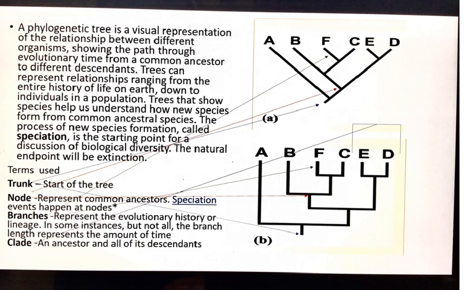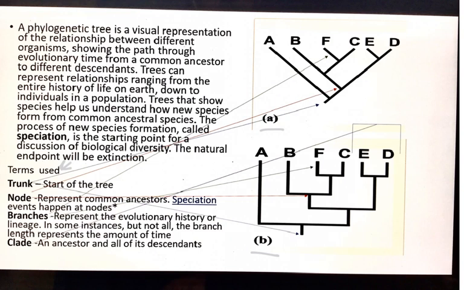A phylogenetic tree is a visual representation of the relationships between different organisms, showing the path through evolutionary time from a common ancestor to different descendants. Trees can represent relationships ranging from the entire history of life on Earth down to individuals in a population. Trees that show species help us understand how new species from common ancestral species can form. Let's take a look at the 2 diagrams to the right, A and B, and connect the key terms.